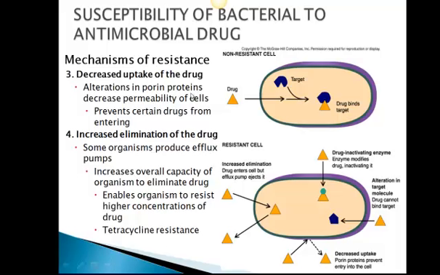Decreased uptake would be blocking of the drug from entering into the cells. So you'd have decreased uptake shown actually right here. So you may have a porin protein that prevents entry into the cell. The porin that is used to mediate passage of the drug into the cell has been altered, and now that drug molecule can no longer get in.